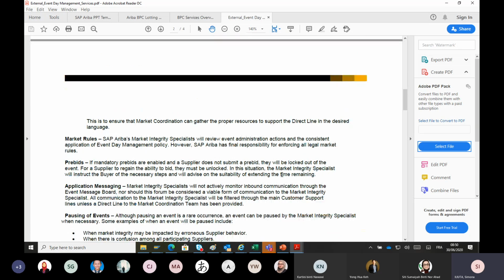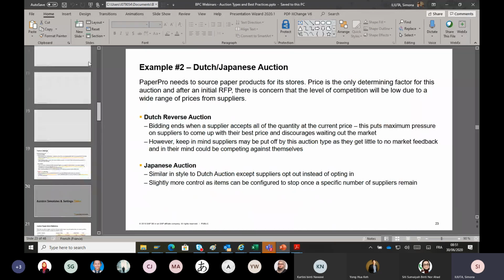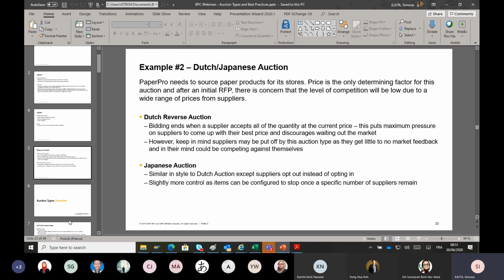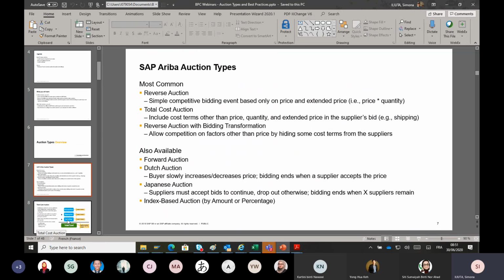Okay, so what we're going to do is that I'm going to send you all of these documents, right? And from this presentation, when you see that you have a code of conduct, you go to the code of conduct. When you have a service request, you go to event day management. When you have the training, you go to the training deck. So it's important that we go through all those documents.